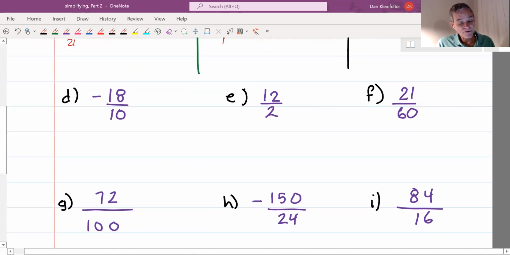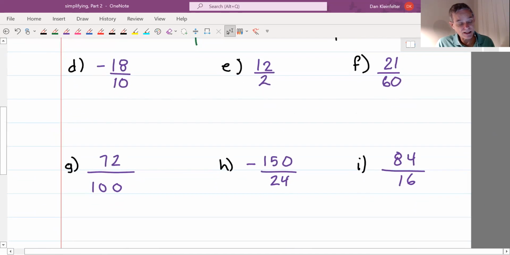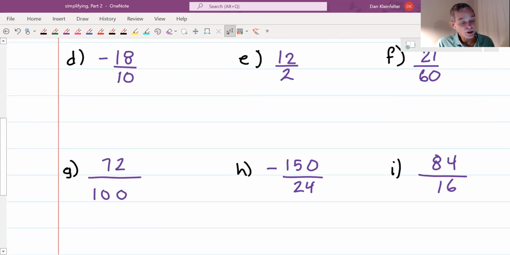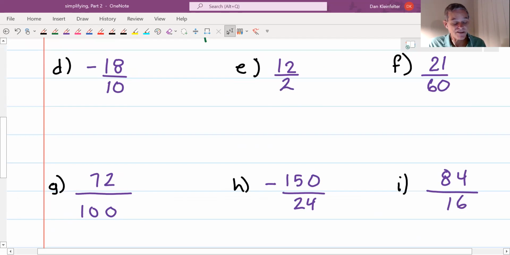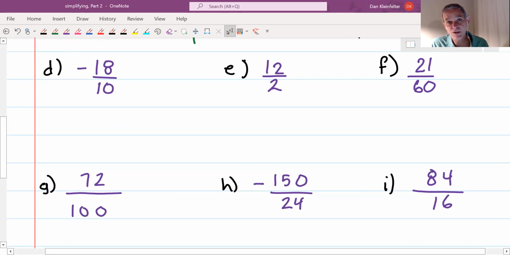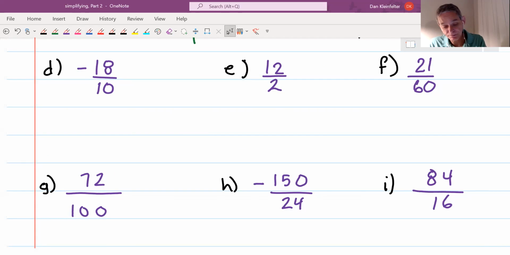Okay, we have 6 more to do, so let's take a look at each of these. On these, or at least for D, E, and F, pause the video, try each of these 3, and then we're going to see how they come out.